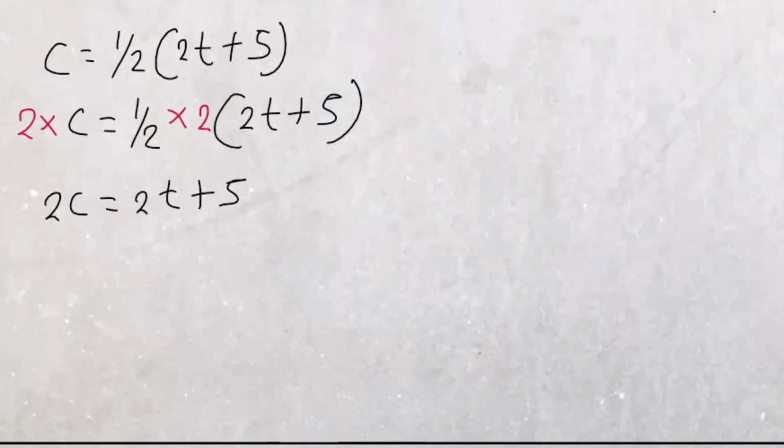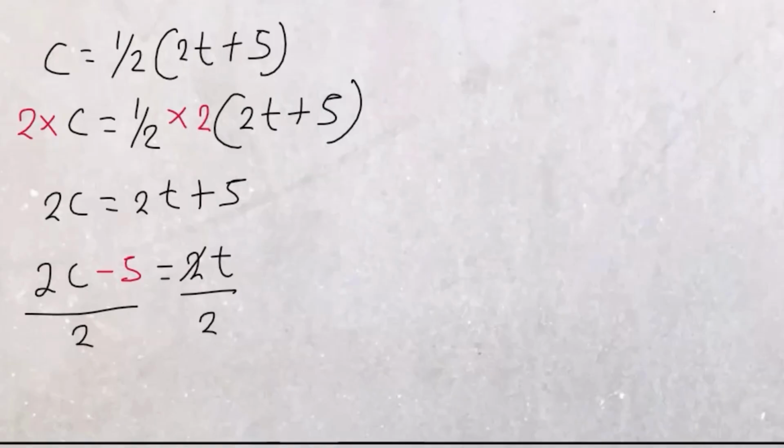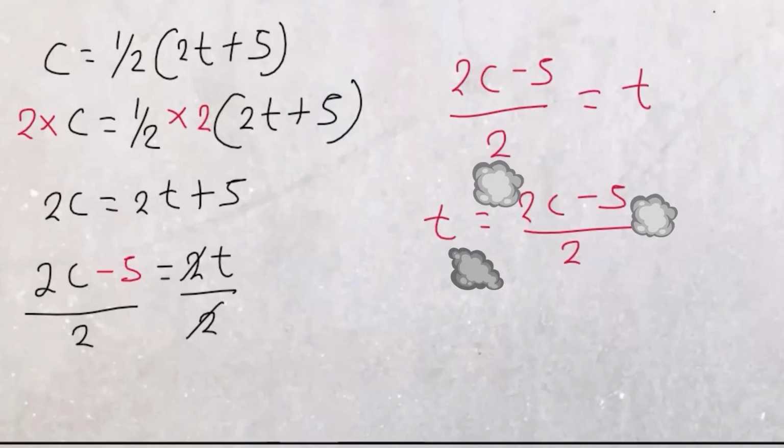Looking at what we have here, plus 5 has to move to the other side to make 2t stand alone. And when it moves, the sign changes to minus 5. Then we have 2t, but we are looking for t and not 2t. So we have to divide both sides by 2. 2 will cancel 2. Then we have this as our answer. Then we flip it, and this is our final answer.